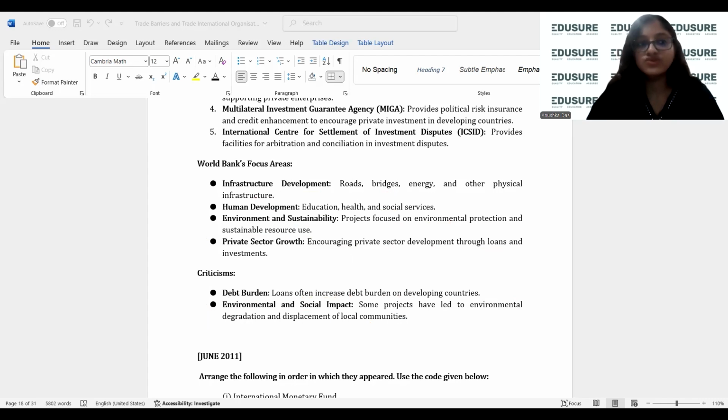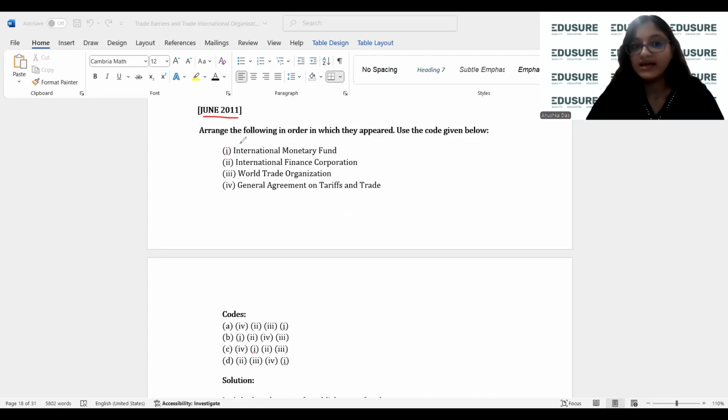Let's do the questions. June 2011 paper. See, arrange the following in the order in which they have appeared. The code is given below. See, all the organizations that we have studied: International Monetary Fund, Finance Corporation, World Trade Organization, and General Agreement on Tariff and Trade.